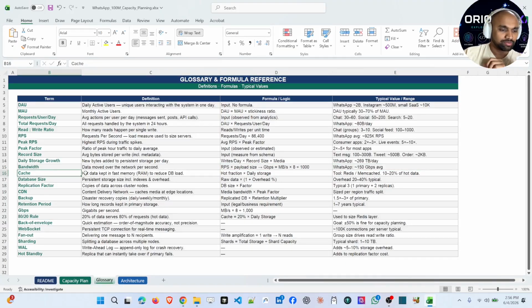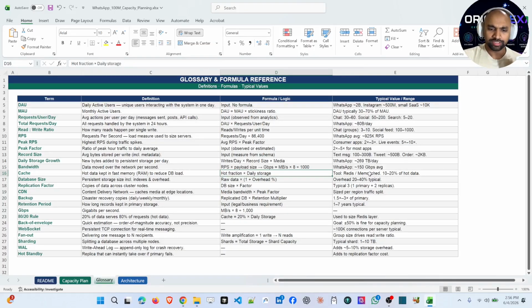This is the cache level. How much data we need to keep in RAM for fast access. That is the hot fraction multiplied by daily storage. Hot fraction depends on the company. It will be around 60 to 80% in the case of something like WhatsApp. If it is something like YouTube, then it's almost the same, 60 to 80% or 50 to 70%, like that.